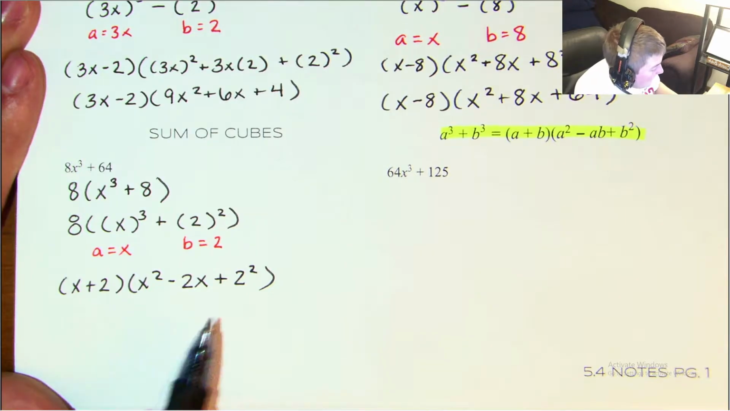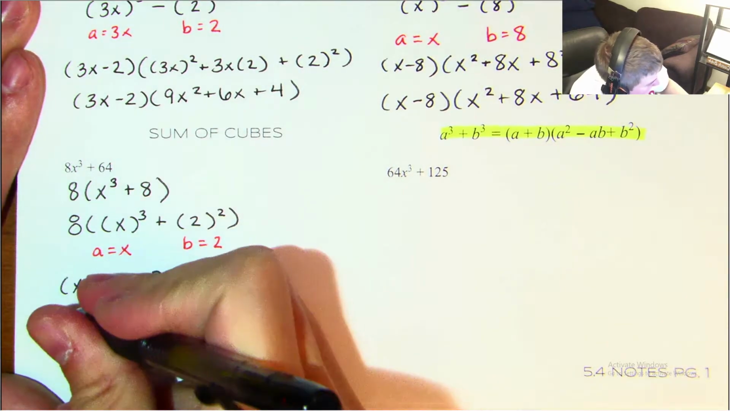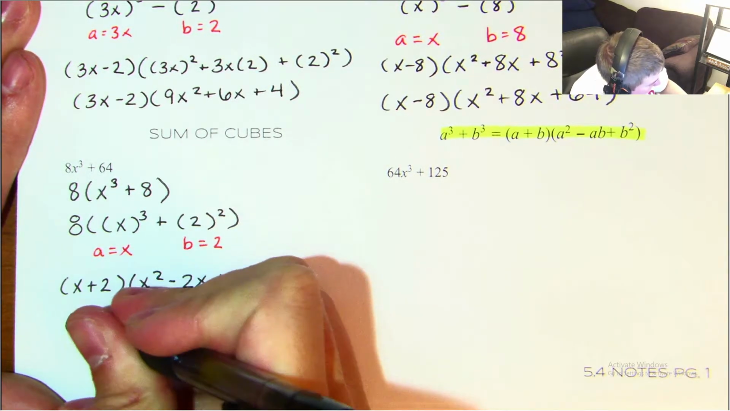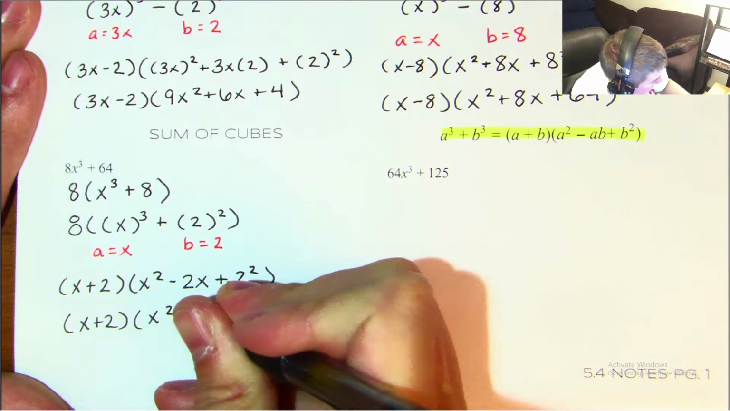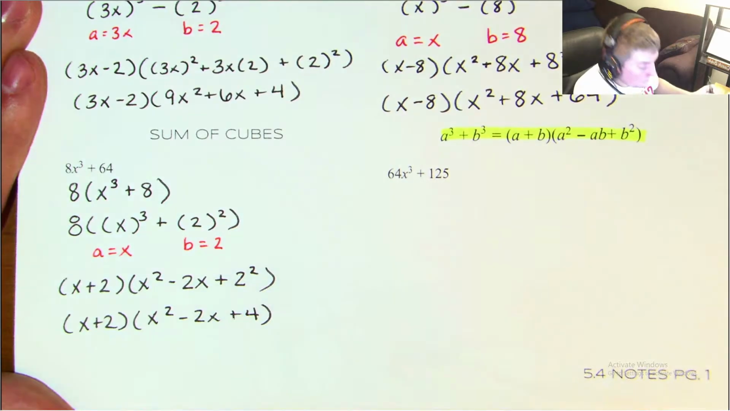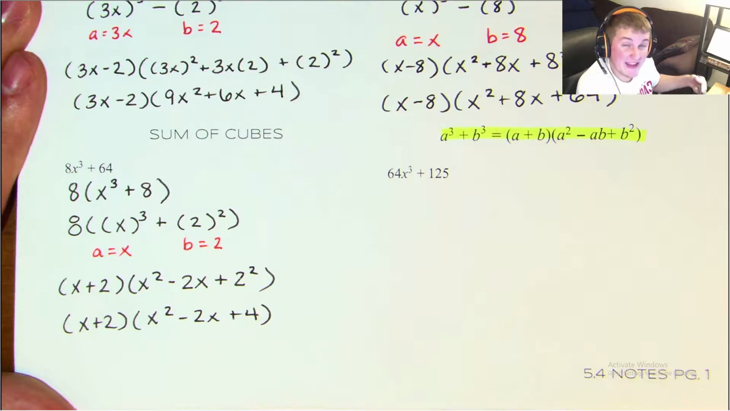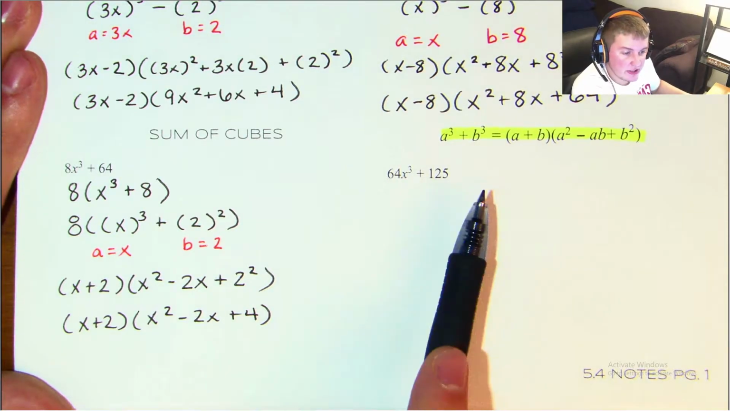Okay, and then all I have to do is simplify this. 2 squared is 4, and that's just my answer. Pause the video and go ahead and try this one now.